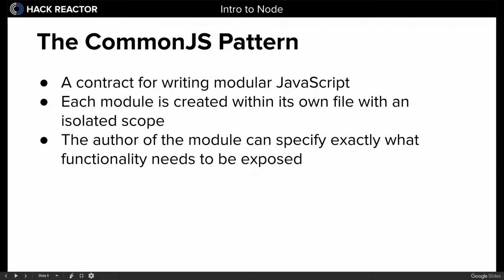So the CommonJS pattern is a contract for writing modular JavaScript. Each module is created within its own file and within an isolated scope, so essentially it's just a self-contained file with methods that you can import or export if you're writing it yourself. And the author of the module can specify exactly what functionality needs to be exposed. So if you want to have private variables, something that the user can't actually manipulate or mutate themselves, using modules is a very easy way to do that, because you can explicitly declare what you want the user to be able to use and how it acts as the user is using the functionality of that module.